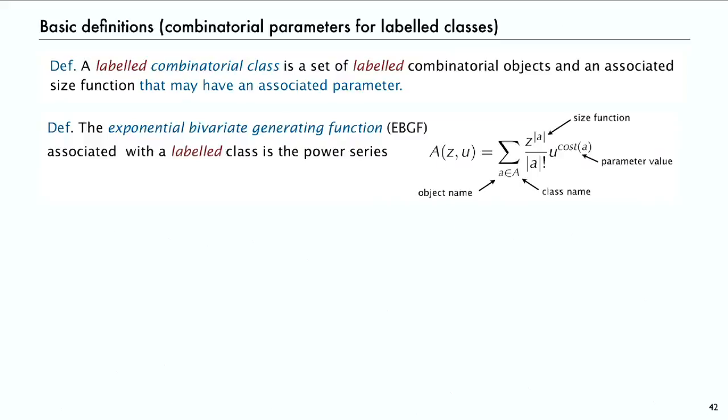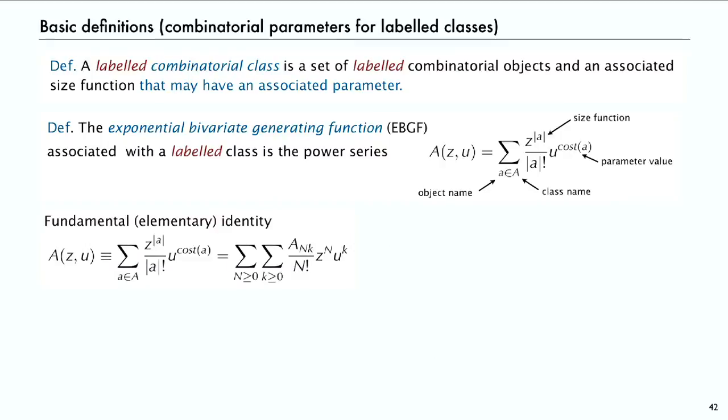And we define the exponential bivariate generating function associated with a labeled class. It's the same power series: sum over all objects in the class, z to the size of the object, u to the cost of the object, divided by the size of the object factorial. And we do that because the labeling introduces so many possibilities. We have the usual fundamental identity.